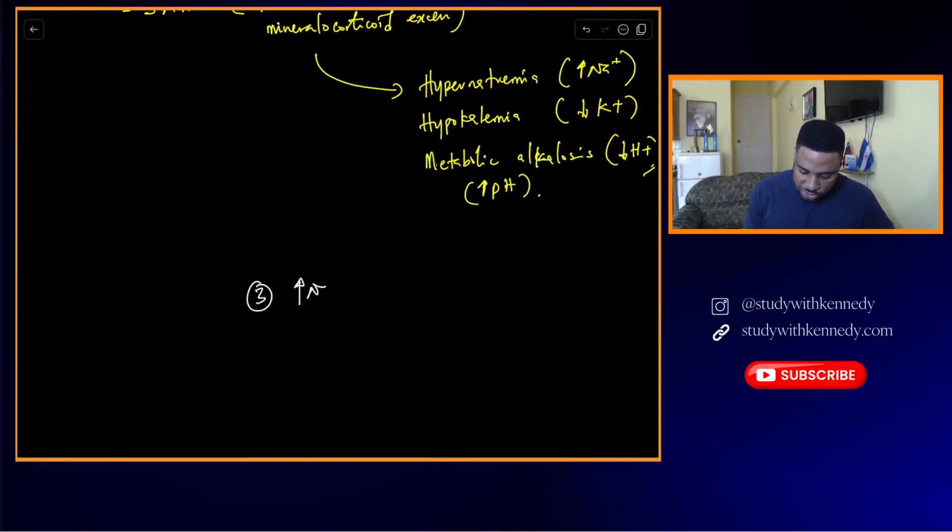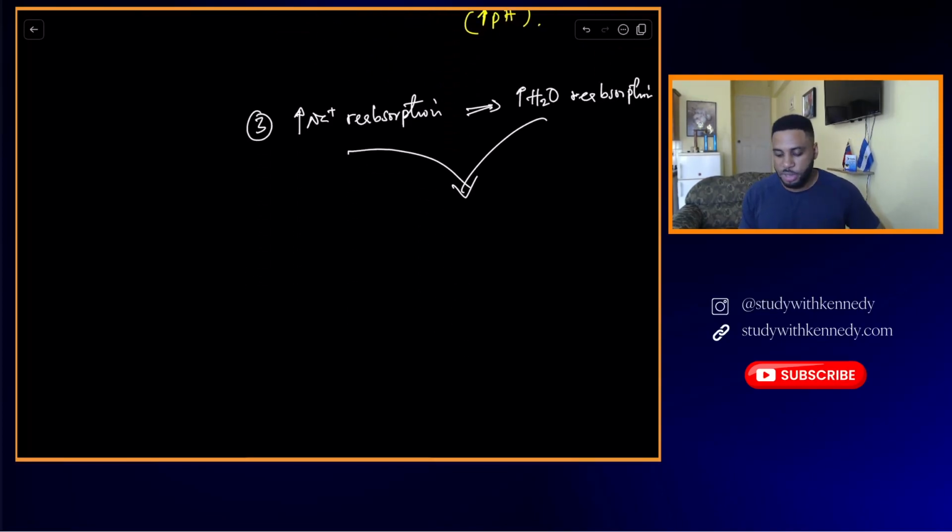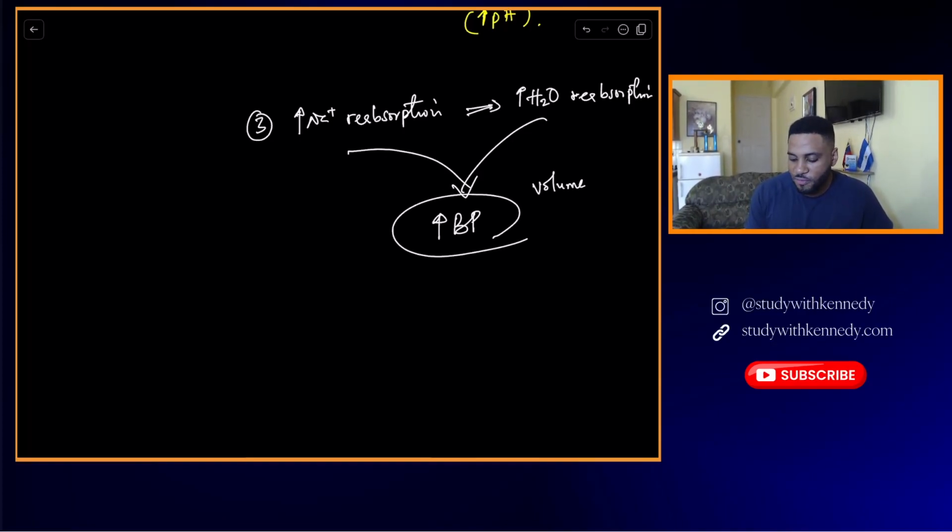So increased sodium reabsorption means increased water reabsorption. If you're reabsorbing both sodium and water, this combination will result in increased blood pressure because of increased volume. Okay? You increase the volume of the blood, you increase blood pressure.